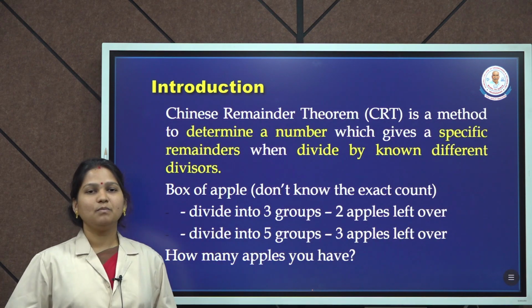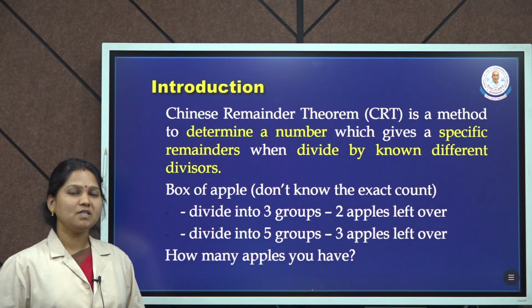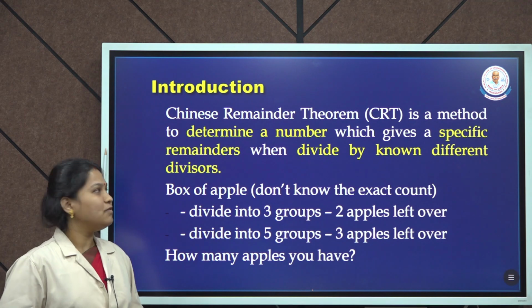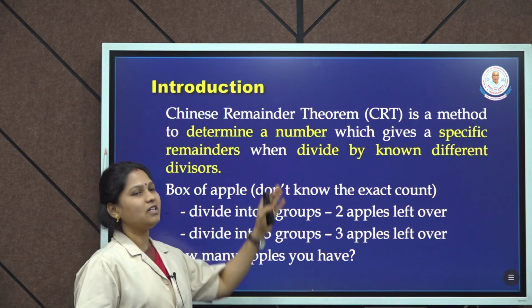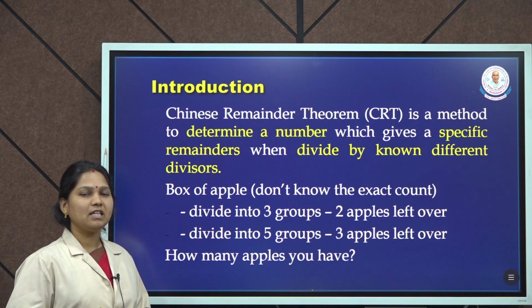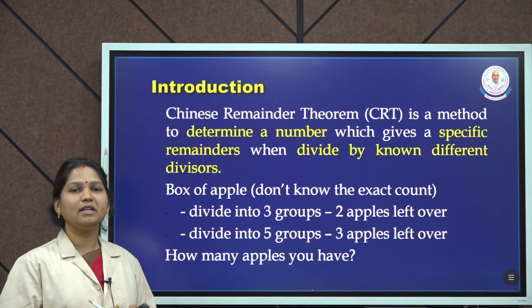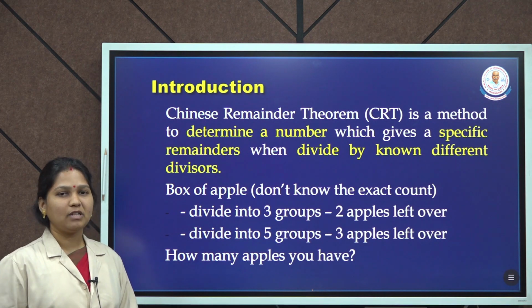First, we understand the basic concept of the Chinese Remainder Theorem. The Chinese Remainder Theorem is a method to find a number which gives specific remainders when divided by different divisors. So, I give you a small example for your better understanding. You will understand where to apply the theorem in real life problems.